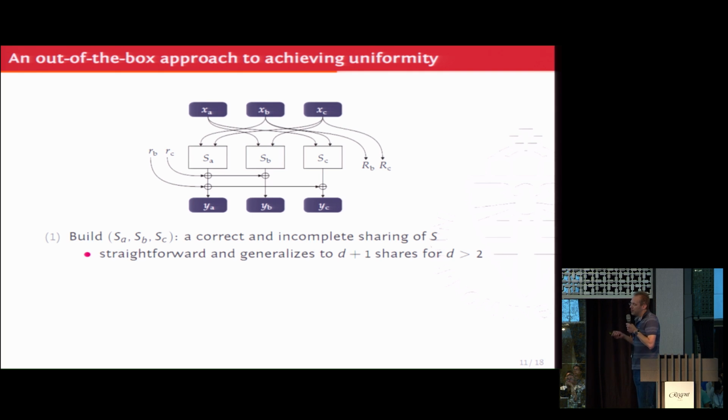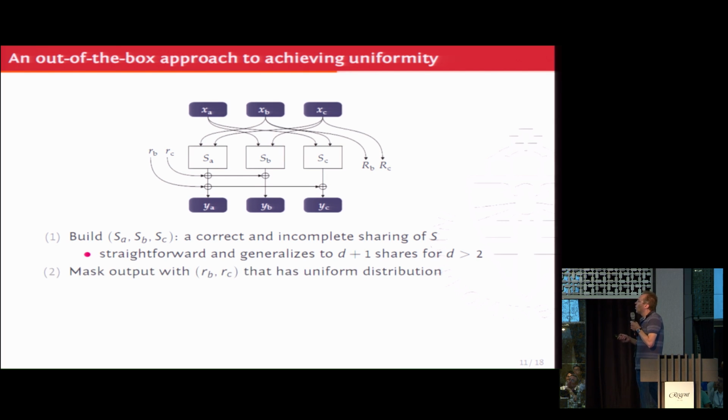There were several attempts, and they all follow a bit the same idea. First, we have our S-box. First, we build a correct and incomplete sharing of the S-box. If the degree is 2, it's straightforward to do. Actually, it's straightforward to do for any degree. You can do that with D+1 shares. It's easy. You can even automate that.